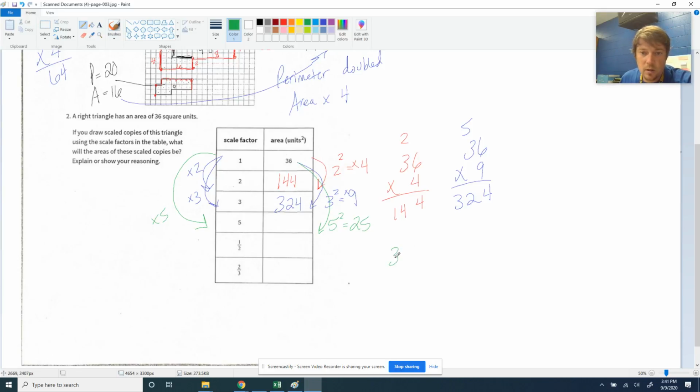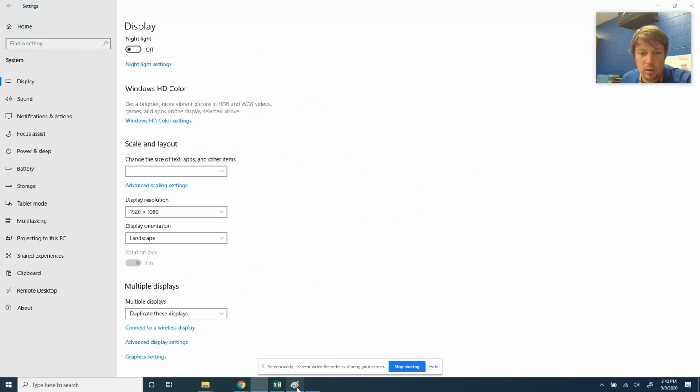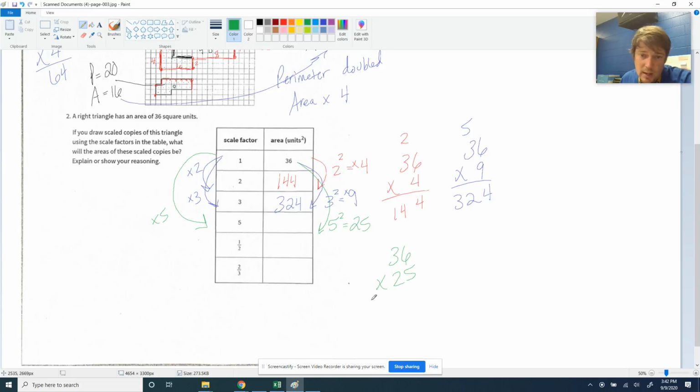36 multiplied by 25. And for some reason, my calculator is not wanting to pull up at all. I guess I'll just work it out on paper. 5 times 6 is 30, 5 times 3 is 15, and 3 is 18. Then 2 times 6 is 12, and 2 times 3 is 6, 7. And then we add. And that worked out nice: 900. That's a lot of square units.